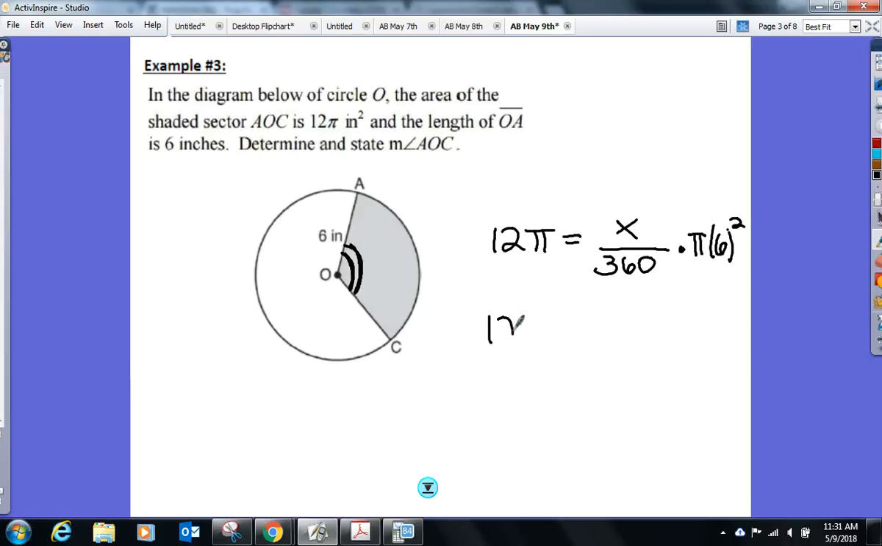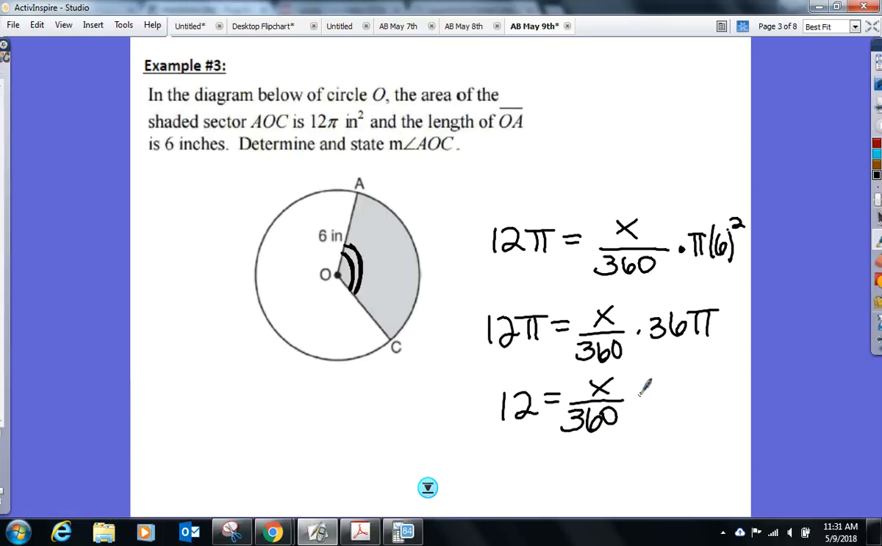All right, let's clean this up here. I'll make it easy on you. What do you have on left and right side of the equal sign? That's the same. Pi's. No matter when you do it, they're going to cancel each other out. So you're left with 12 equals x over 360 times 36. Your move, not mine here.